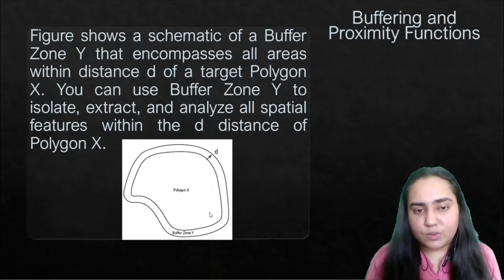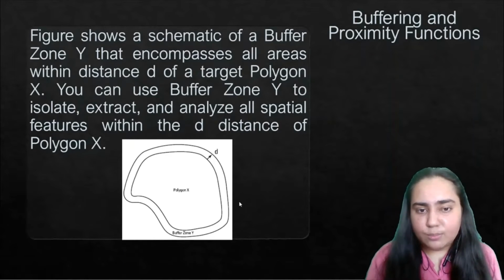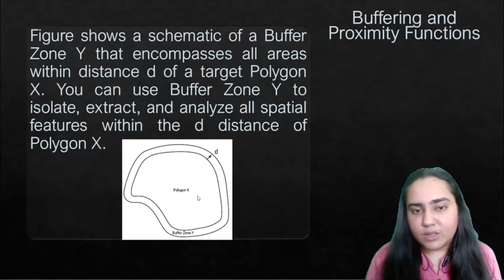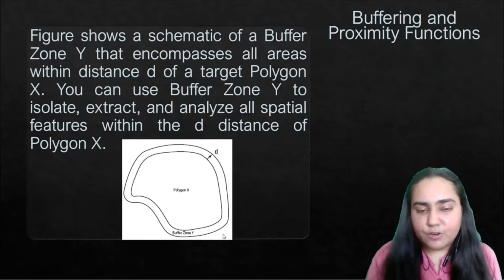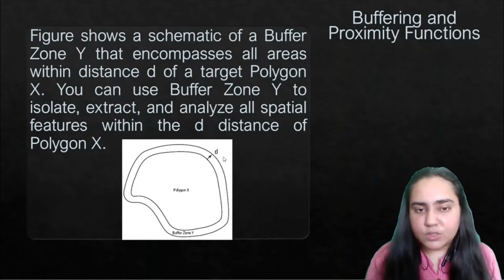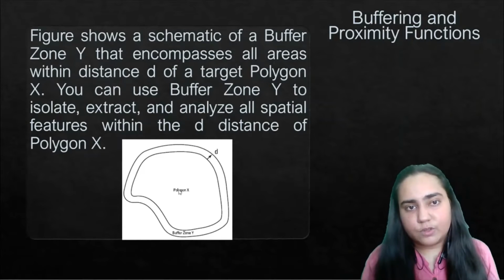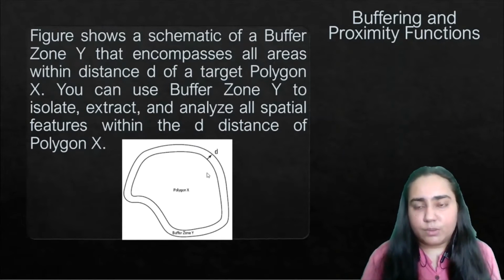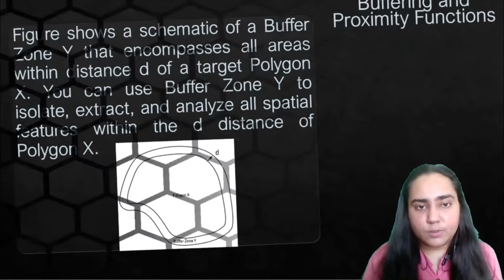the polygon X. So let's say that polygon X is a building complex where people are living, and I want to find out how many medical stores are available within a distance D of this building complex. Then I would create this type of buffer zone, and within those buffer zones, whatever stores are there, I'll find those out and check if they are medical stores or not. So that's how buffering and proximity functions work.